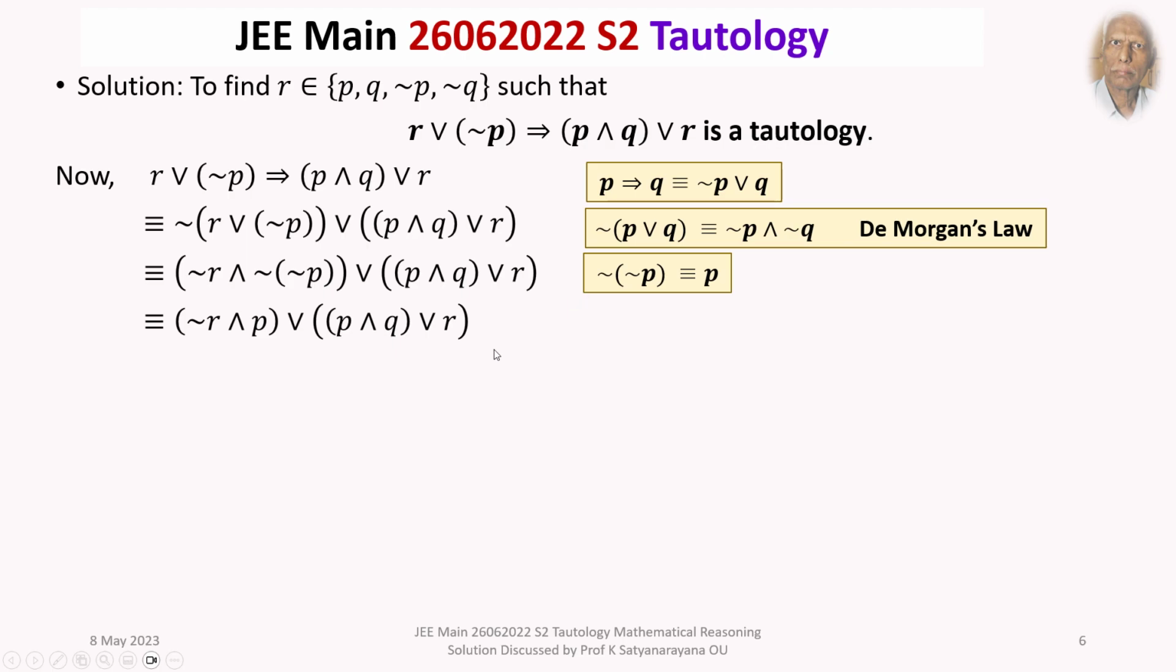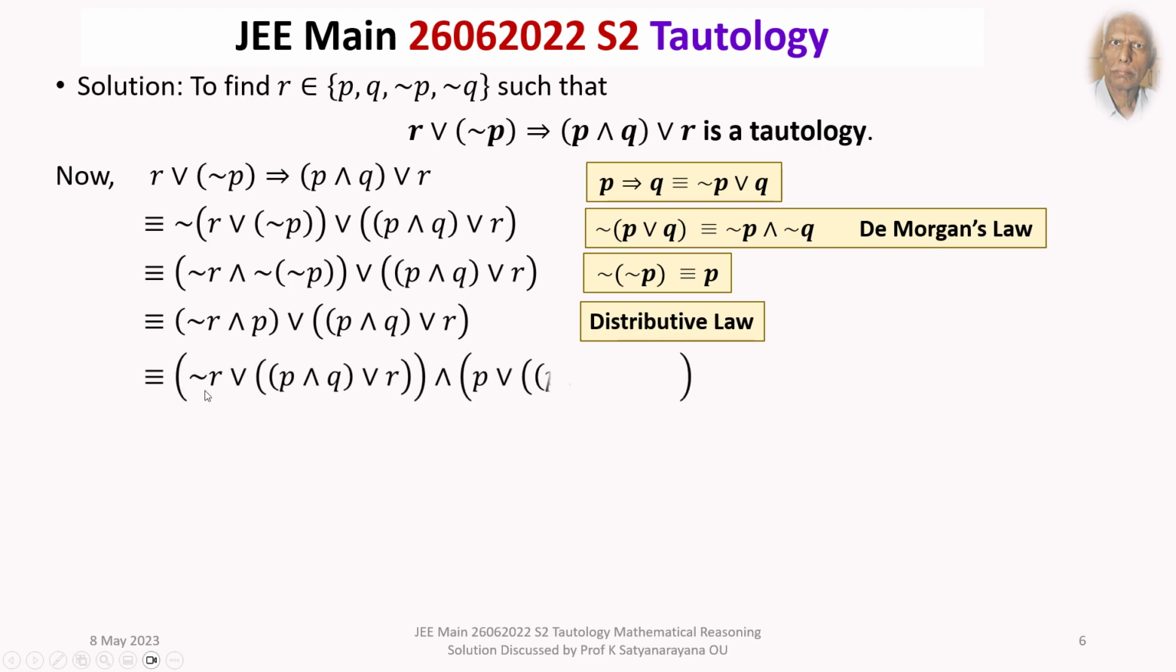Now we use the distributive law. The distributive law gives negation of R or the second one, and P or the second one. So that is negation of R or the second one, and P or the second one. That is the distributive law.